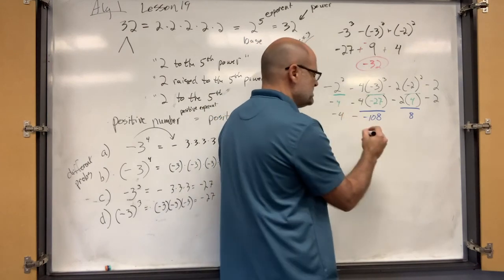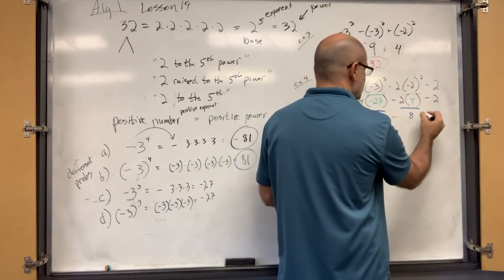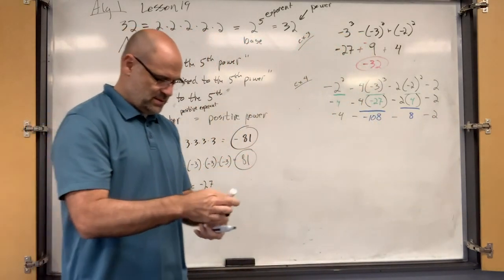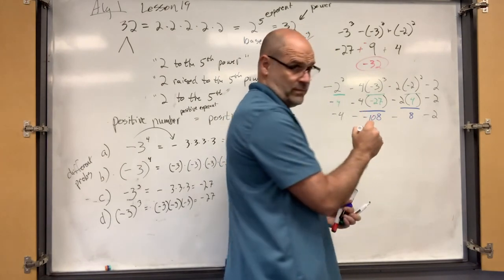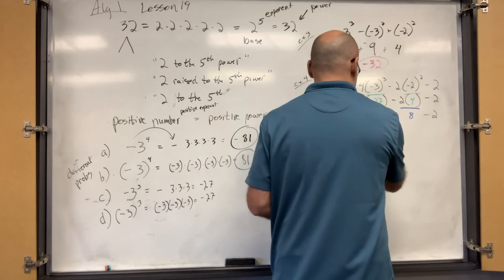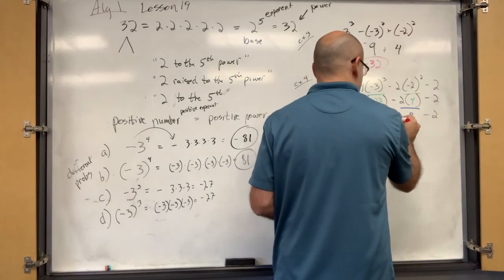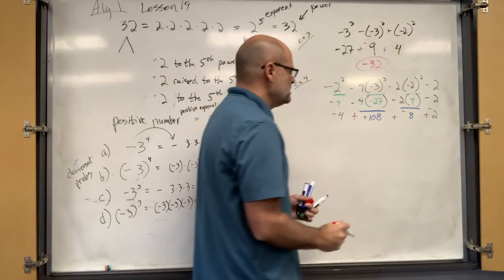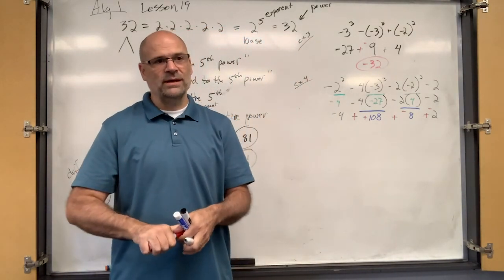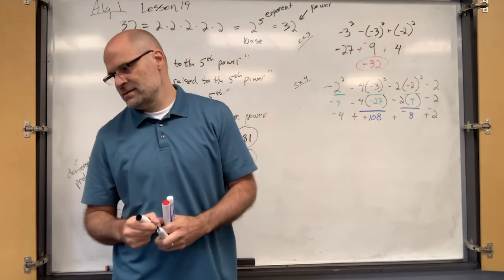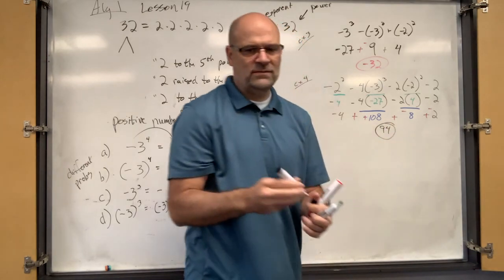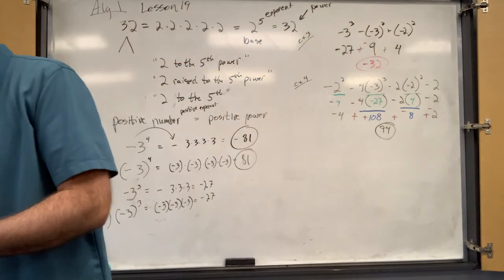Negative 4 minus 2. Okay, let's chicken scratch. So now we have, let's see, negative 14 added to a positive 108. What does that give us? Negative 90. No. 94. Yeah.